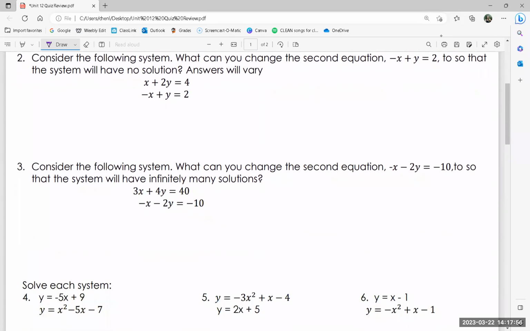Okay, number 2, consider the following system. What can you change the second equation to, so that the system will have no solution? I'm going to circle it this time so I don't mess that up again. Answers will vary. So this is set up for elimination. Now thinking, if we want no solution after elimination, we want something where it's like 7 equals 0, something that's impossible.